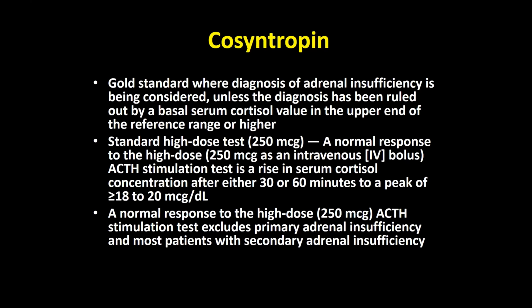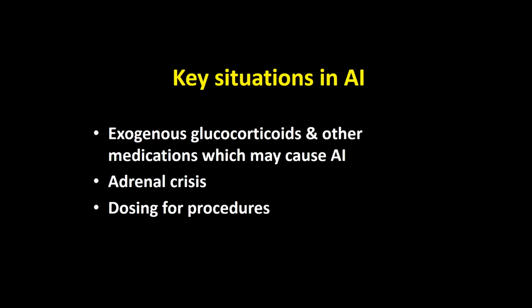setting a peak cortisol of 18 micrograms per deciliter. This is based on a number of studies over time. We know that if someone does achieve that peak of greater than 18, then this excludes primary adrenal insufficiency and also makes secondary adrenal insufficiency unlikely. So why is that? In secondary, as I was saying, these patients produce less ACTH, so over time we see atrophy of the adrenal cortex, so they also will have a subnormal response on this test as well.